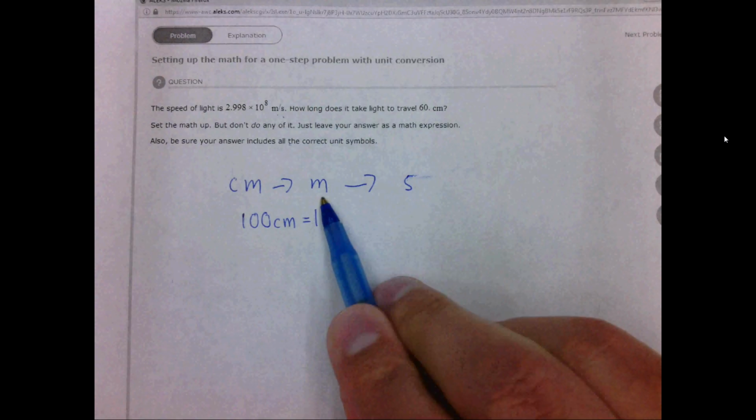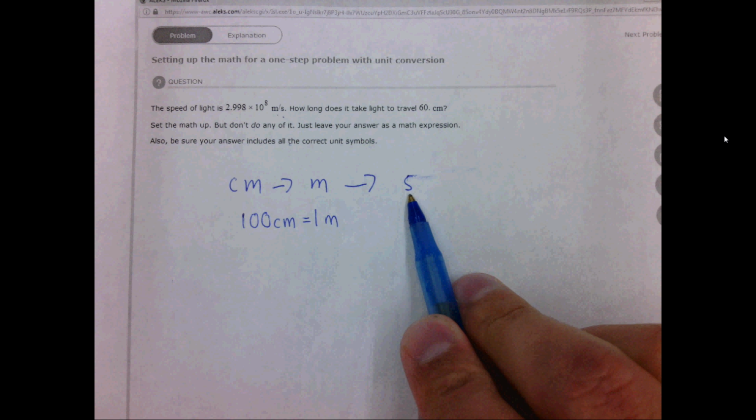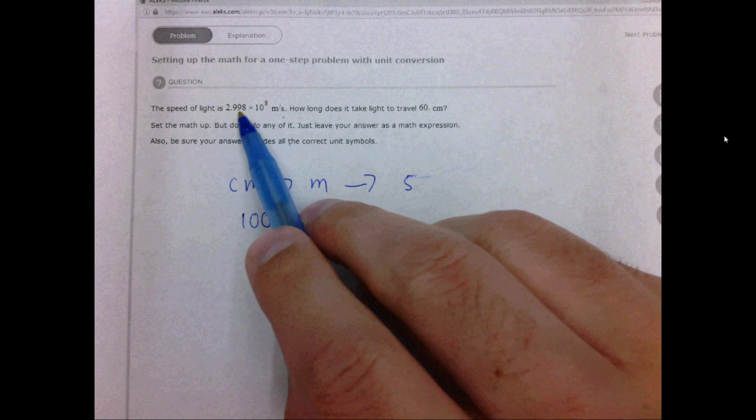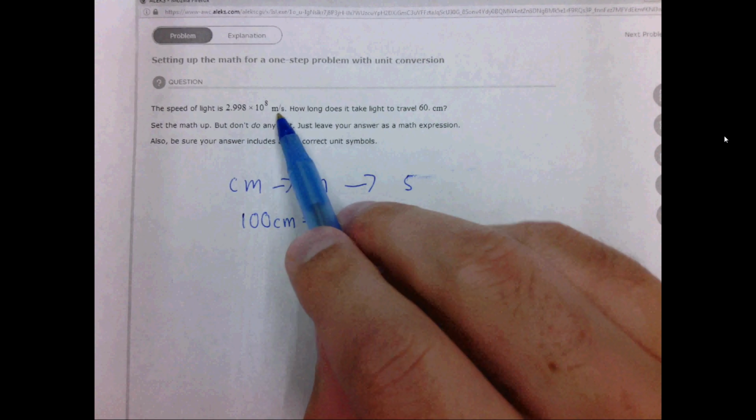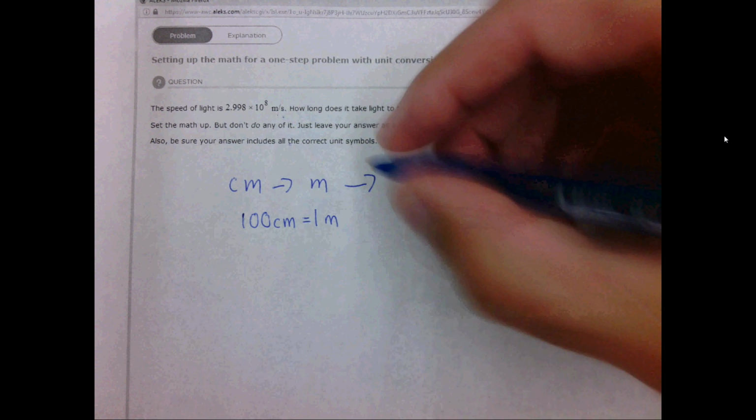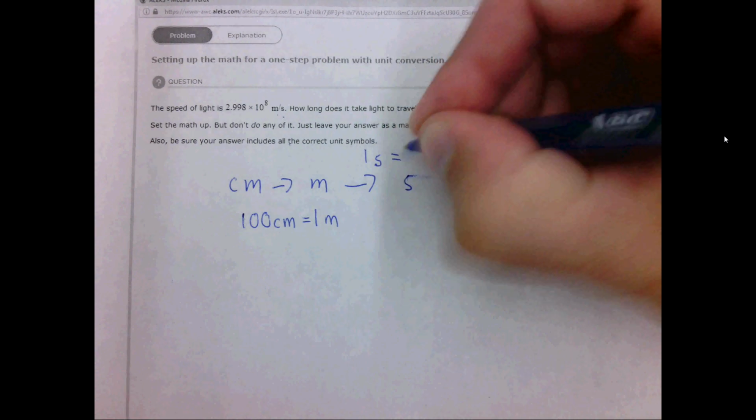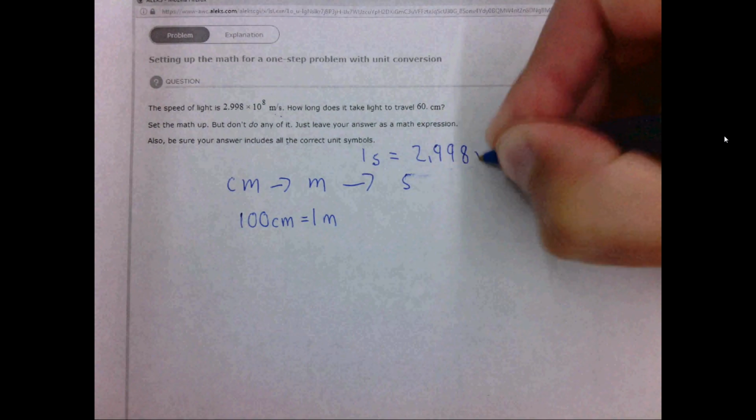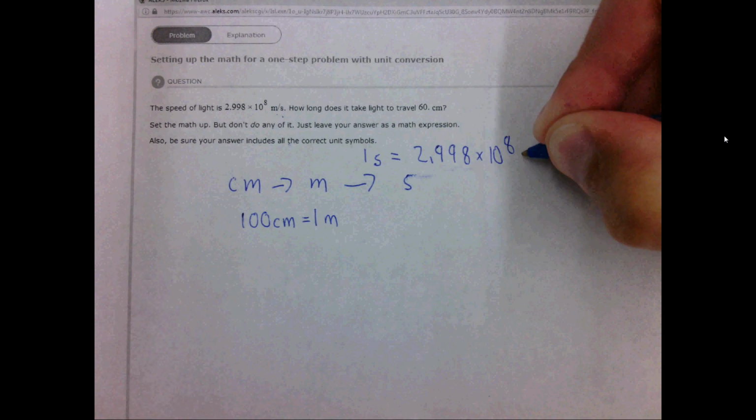In order to convert from meters to seconds, we also need an equality. And in this case, the speed of light is 2.998 times 10 to the 8 meters per second. So that means that in 1 second, light will travel 2.998 times 10 to the 8 meters.